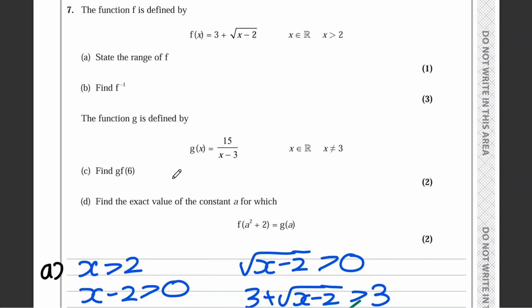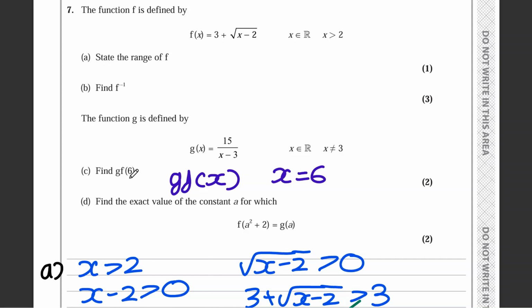The longer way to do it is to find the composite function gf of x. If you remember how to do this, you sub in f of x as x into g of x in order to get gf of x, and then once you've done that, sub in this x is equal to 6, and that will get you gf of 6. That's the longer way of doing it.